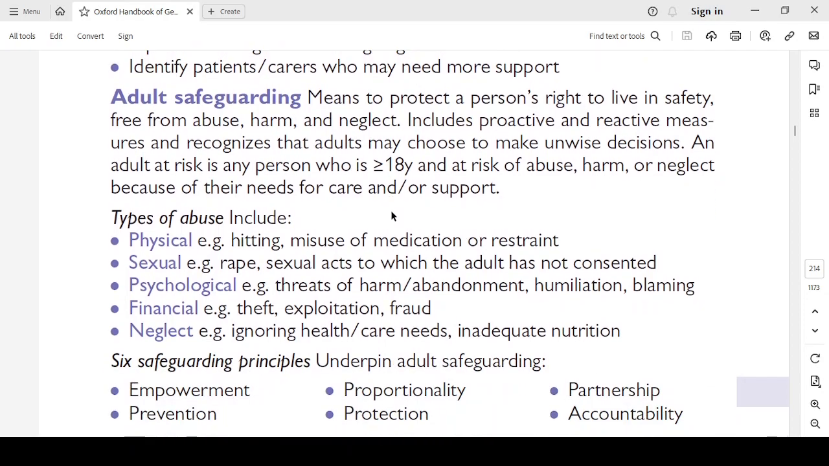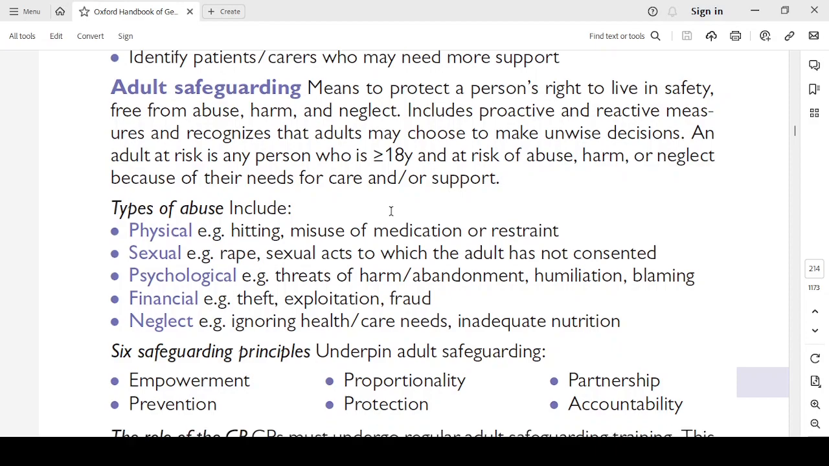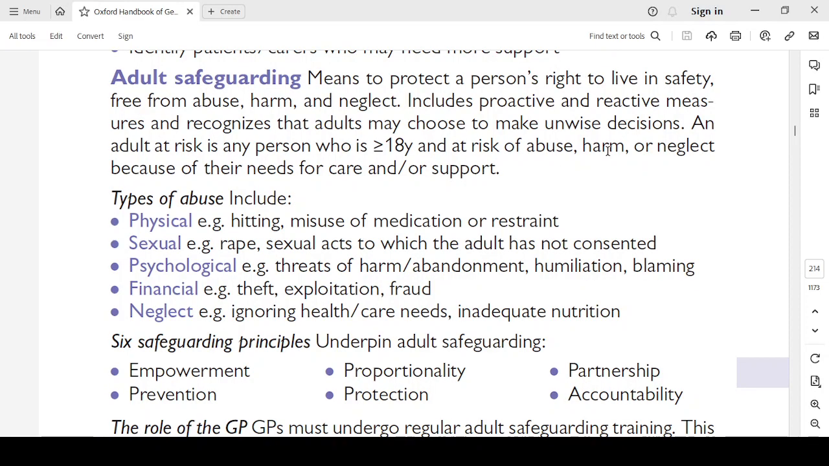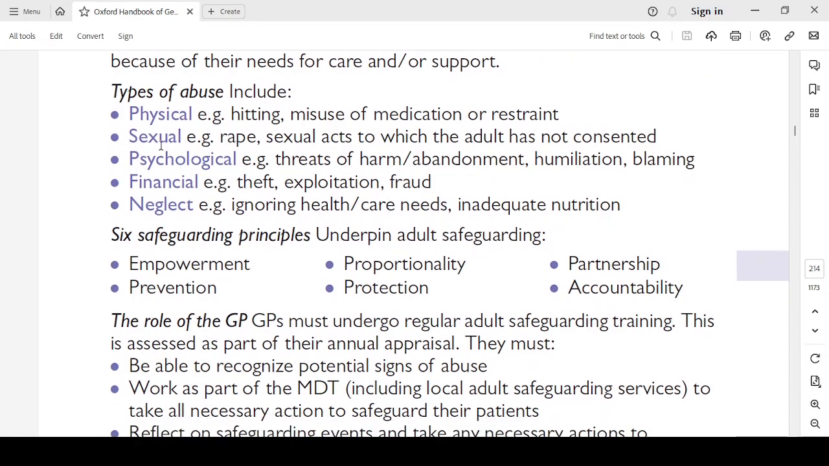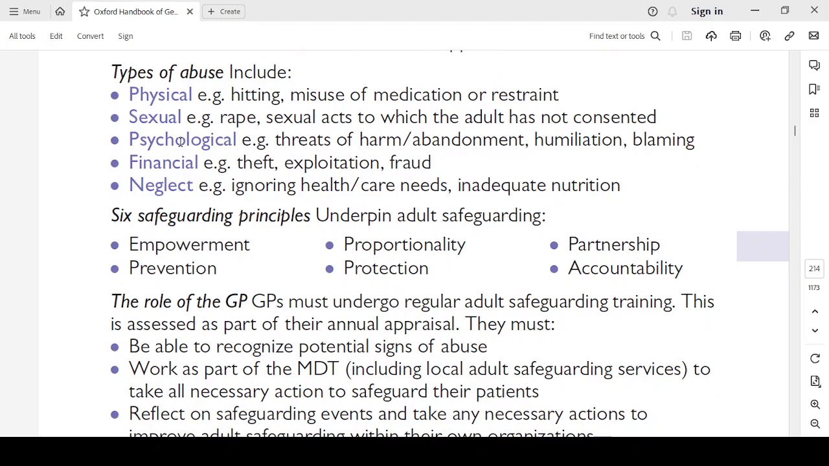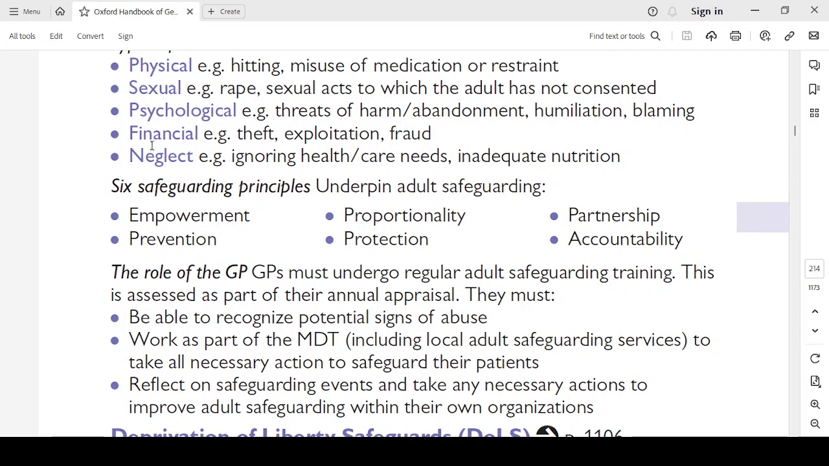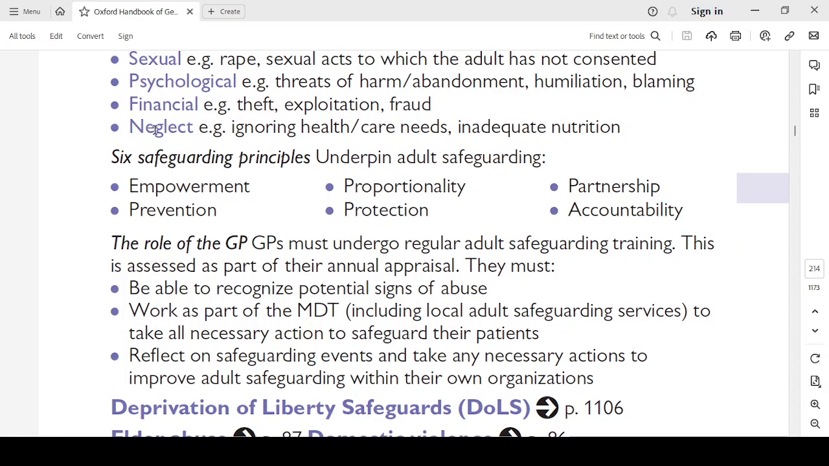Adult safeguarding means to protect a person's right to live in safety, free from abuse, harm, and neglect. It includes proactive and reactive measures and recognizes that adults may choose to make unwise decisions. An adult at risk is a person who is more than 18 years and at risk of abuse, harm, or neglect because of their needs for care and support. Types of abuse: physical abuse, hitting, misuse of medication or restraint; sexual abuse, rape, sexual acts to which the adult has not consented; psychological abuse, threats of harm or abandonment, humiliation and blaming; financial theft, exploitation, fraud; neglect, ignoring health or care needs, inadequate nutrition.